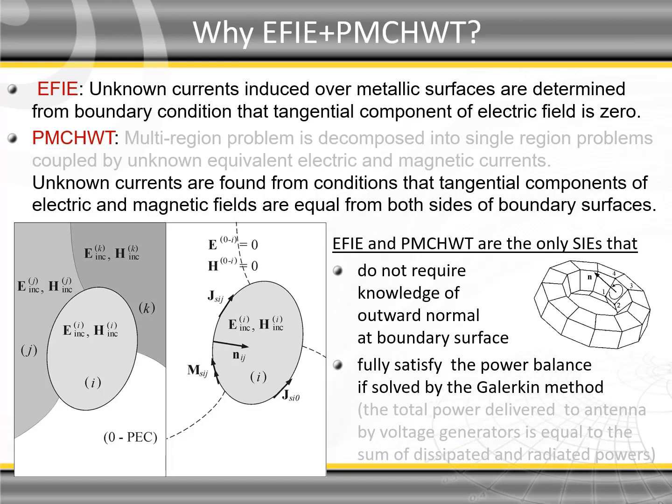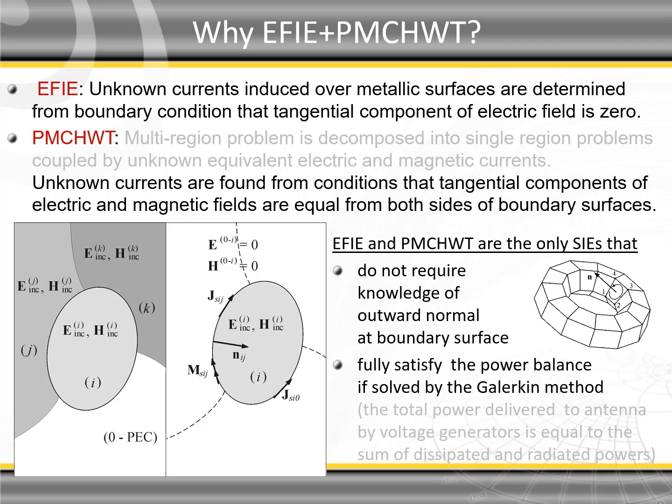In EFIE, the unknown currents induced over metallic surfaces are determined from the boundary condition that the tangential component of the electric field is zero. In PMCHWT, a multi-region problem is decomposed into single-region problems, coupled by unknown equivalent electric and magnetic currents. The unknown currents are found from the condition that the tangential components of electric and magnetic fields are equal from both sides of boundary surfaces. Why did we choose EFIE and PMCHWT?